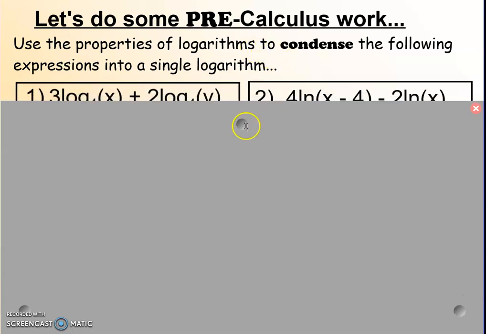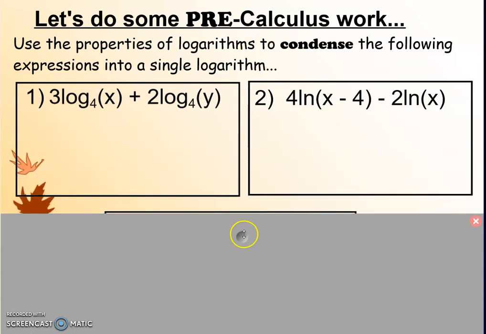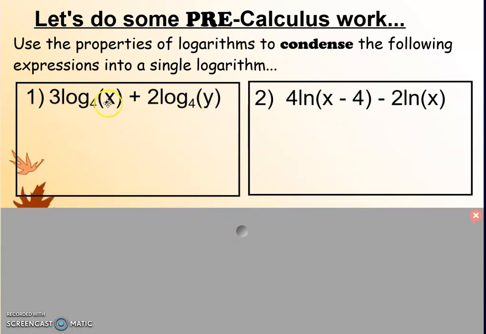So let's just dive in and take a look at problem 1 here. Notice I have a log base 4 to the left and log base 4 to the right. And what I want to do is condense this into a single logarithm. So first of all, before I join the logarithms together, I notice there's a 3 out in front and there's a 2 out in front.